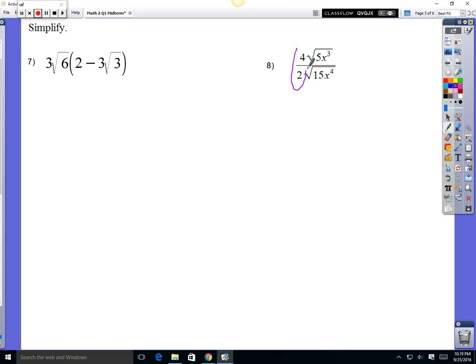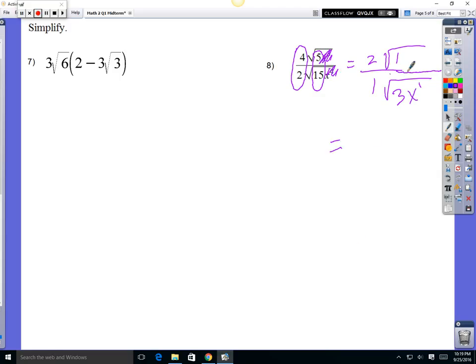Let's look at the outsides. 4 and 2. That will clean up to be 2 and 1. Now clean up your insides. 5 and 15 play together. That's going to change to a 1 and a 3. And then look at this. Your x's will even play together. 3 of these x's on top are going to undo 3 of the x's on bottom. So 3 of these x's on top kill 3 of the x's on bottom. So I just have 1x.